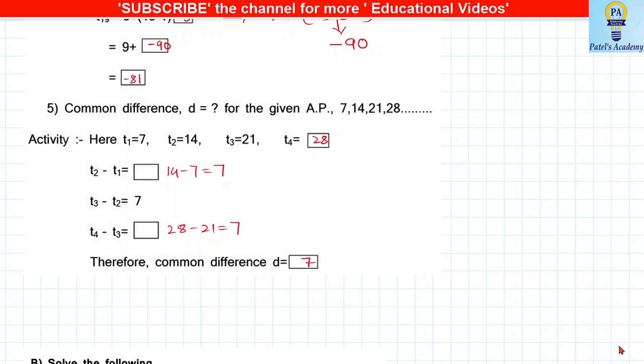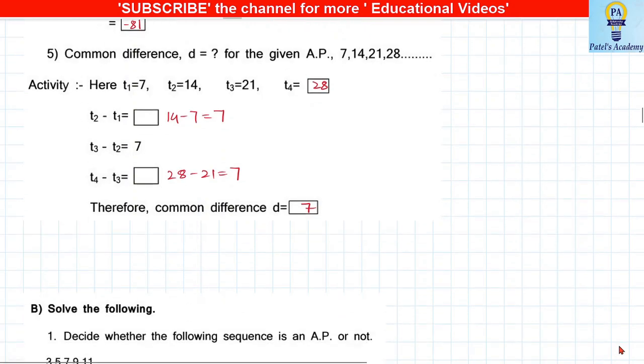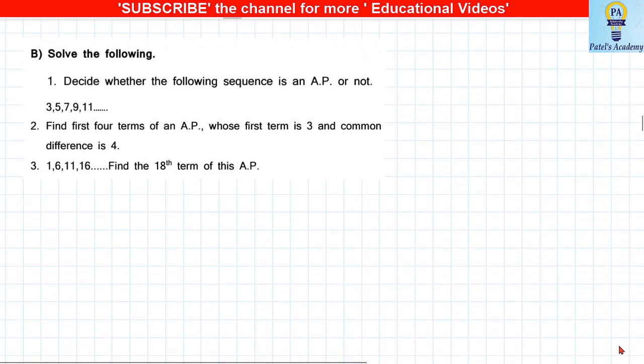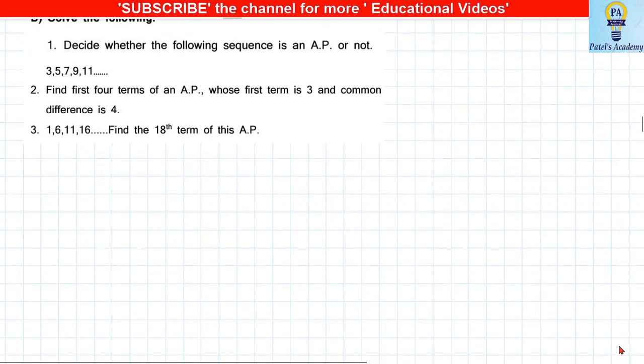Simple calculations. Okay, now let's see the b part. Decide whether the following is an AP or not. So to check whether it is an AP or not, what we do is we find the value of d. We check whether it is coming same or not.